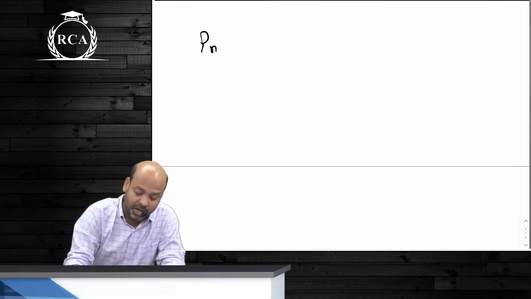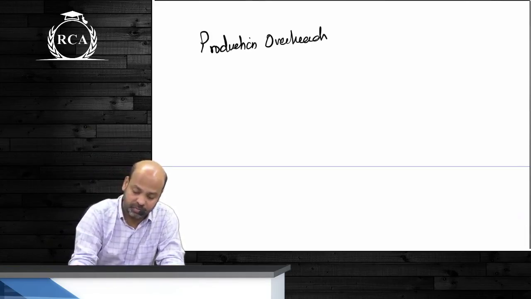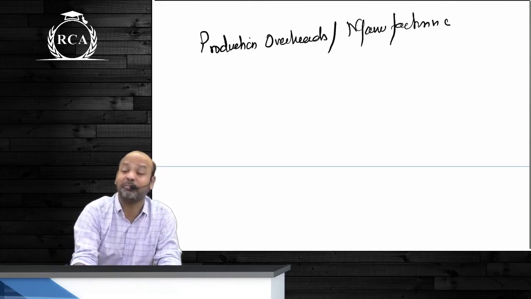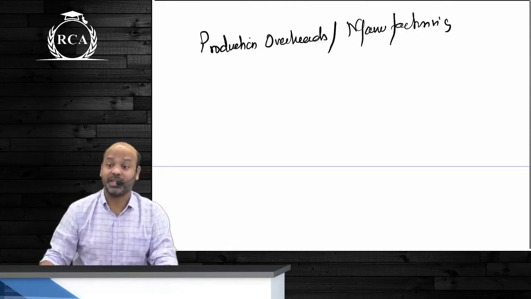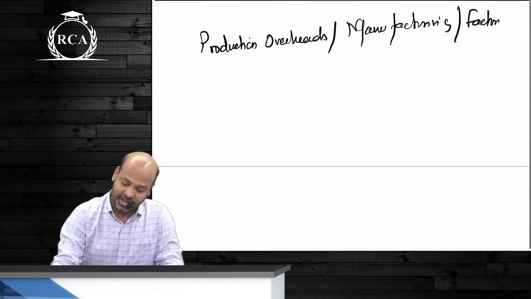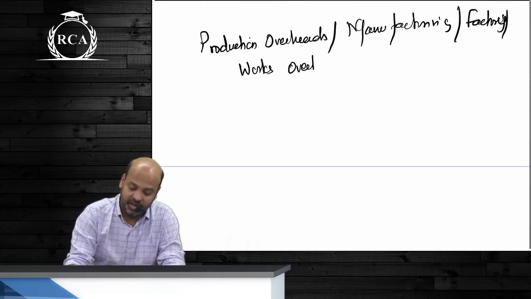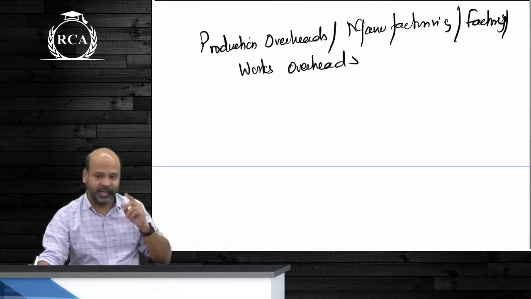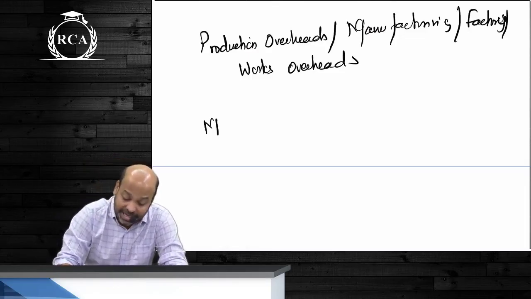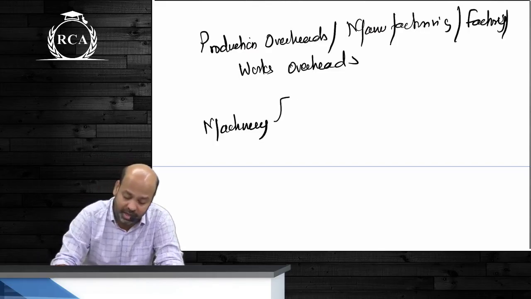So when you talk about production overheads or manufacturing overheads or factory overheads, all of them mean the same. Before you assign some other meaning, or factory or works overhead. These are manufacturing expenses that cannot be related to the end product directly. Any expenditure that you have in relation to machinery, like depreciation.